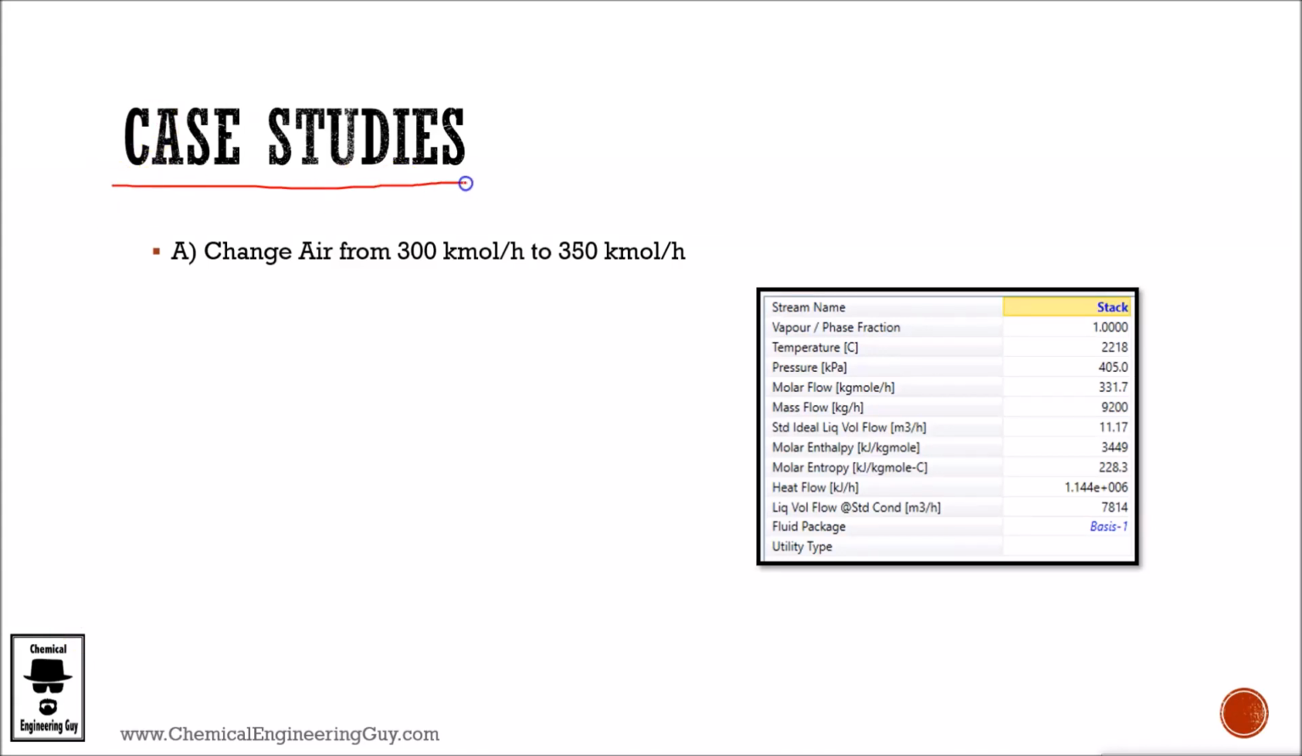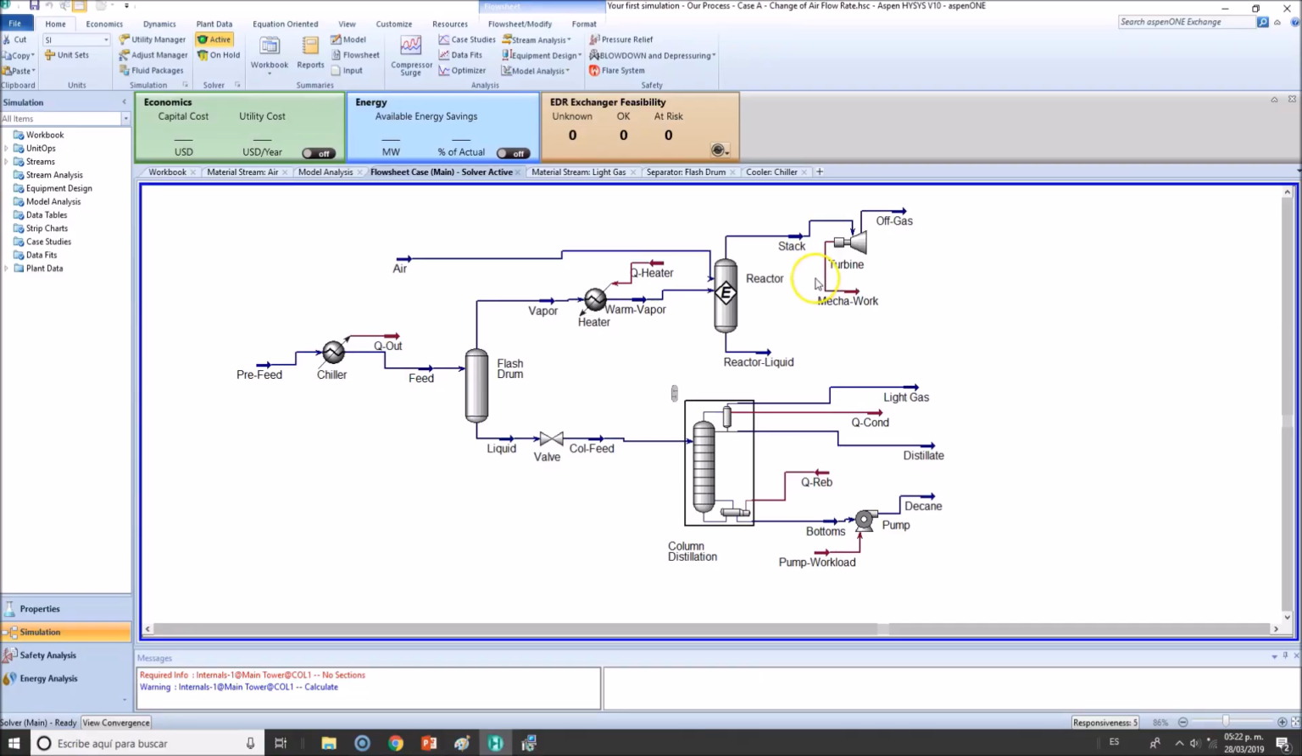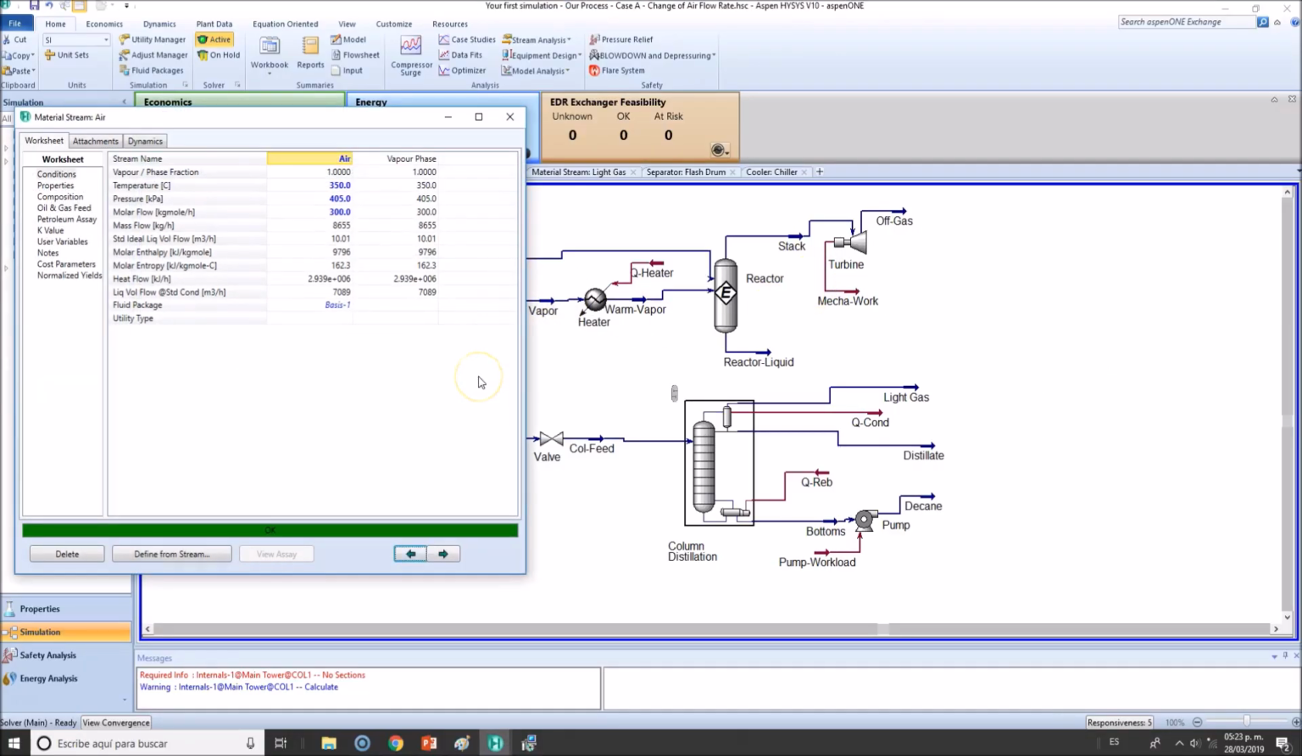This is case study A. We're going to be talking about changing air flow rate from 300 to 350. So right now we have 2218 and we will see if there is any effect if we add more air. So I want you to guess if we are going to increase or decrease the temperature of the stack.